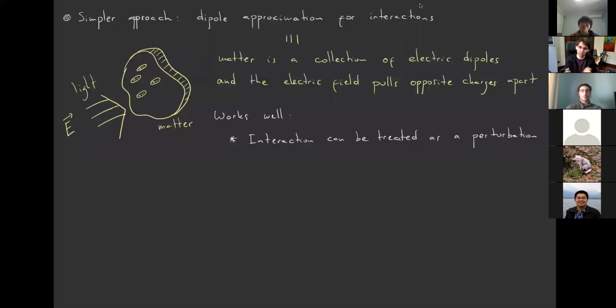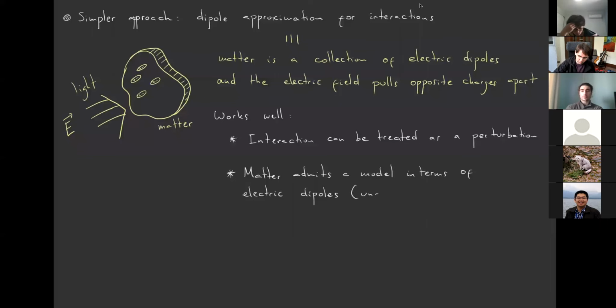Whenever the interaction is not a perturbation, you cannot use this theory. You have to use one of the other two more complicated theories that I mentioned. And then, of course, the second condition is that matter admits a model in terms of electric dipoles, at least under reasonable assumptions.